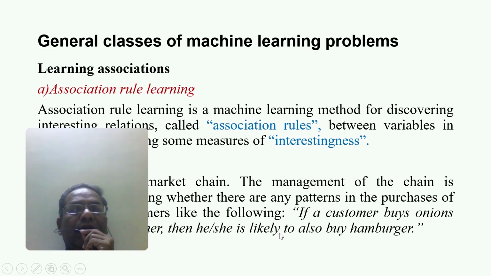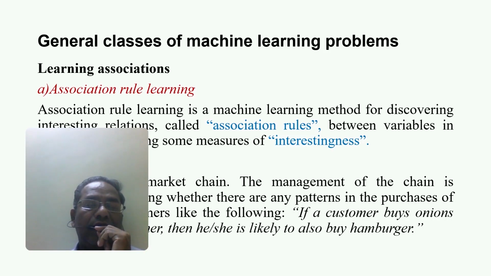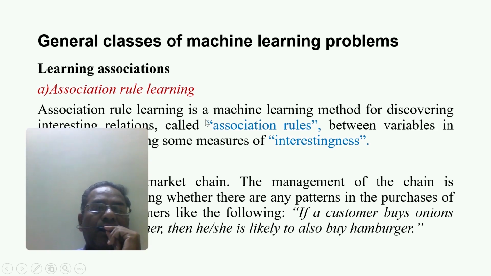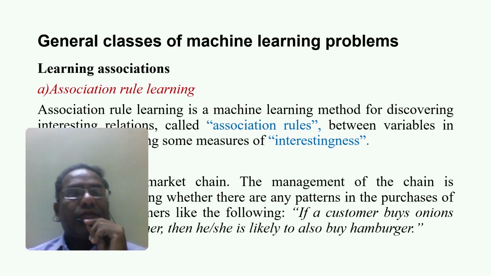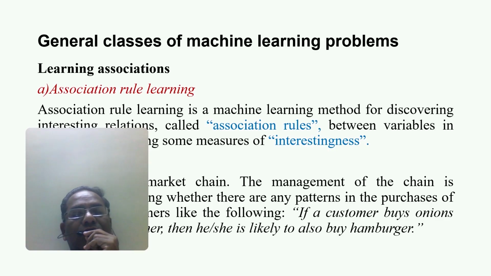These are some general classes of machine learning problems. One is learning associations. Learning association is one of the rule mining, a mining issue. Association rule learning is considered in machine learning as a methodology of discovering relations called association rules, and it will clarify the relations between variables in large databases. And we can measure such rule mining in the form of interestingness.